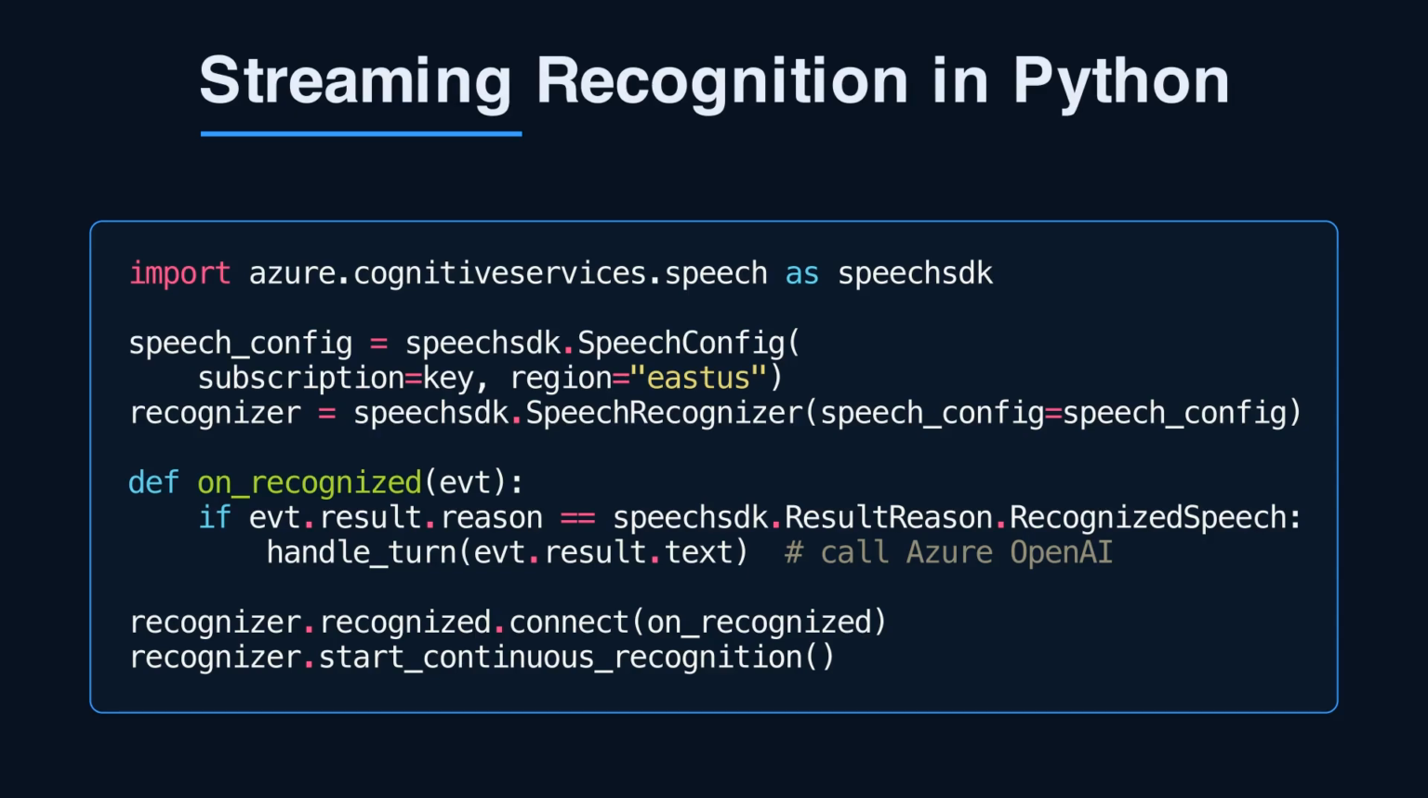Notice we use a recognized callback rather than a single blocking recognize call, and you'd kick off the Azure OpenAI request inside that handler. Pair this with streamed token output and chunked synthesis to overlap stages and shave hundreds of milliseconds. Always pull keys from Key Vault, never hard-code them like a quickstart.